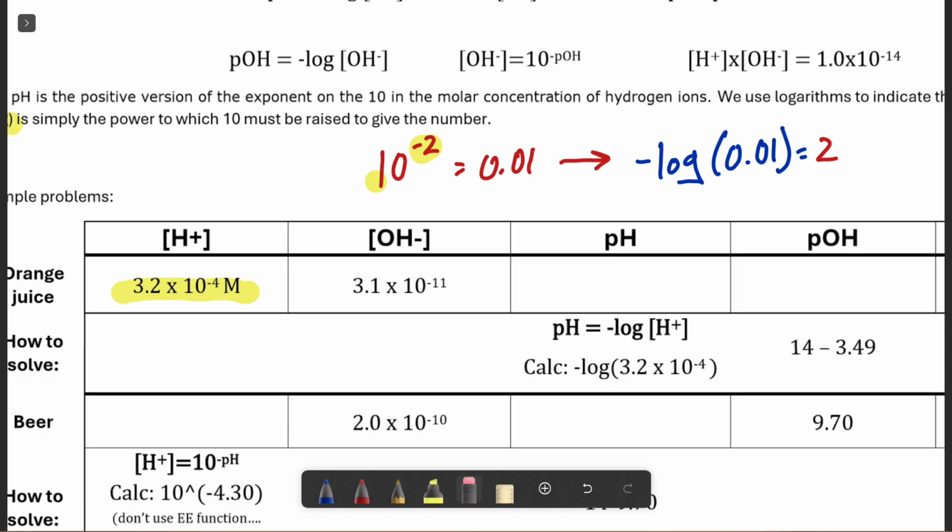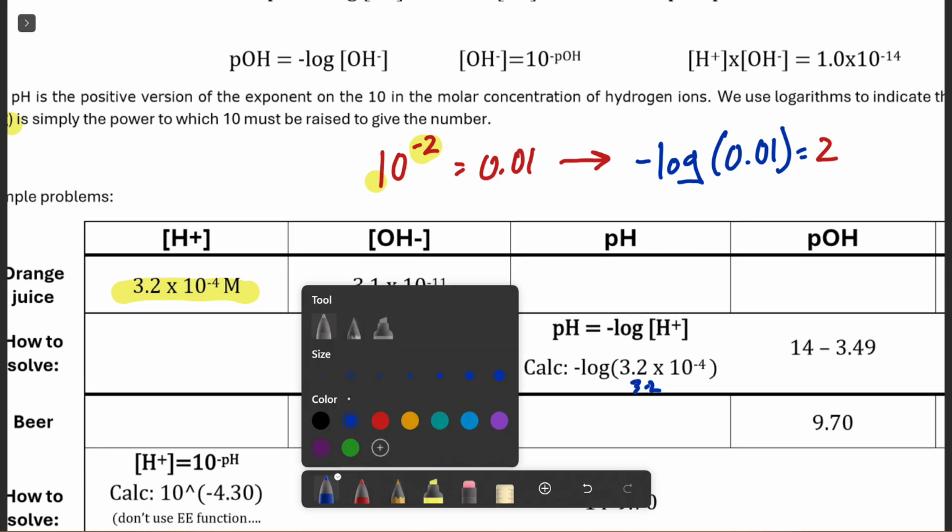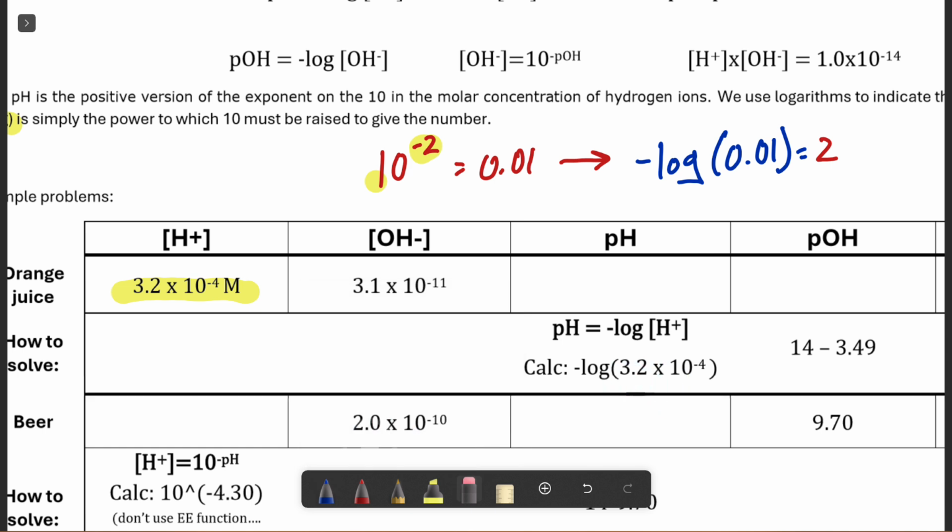Now, you can do 3.2e negative 4 as a reminder. 3.2e negative 4 would be another way to type that in. Okay, you should have gotten 3.49. That's the pH.